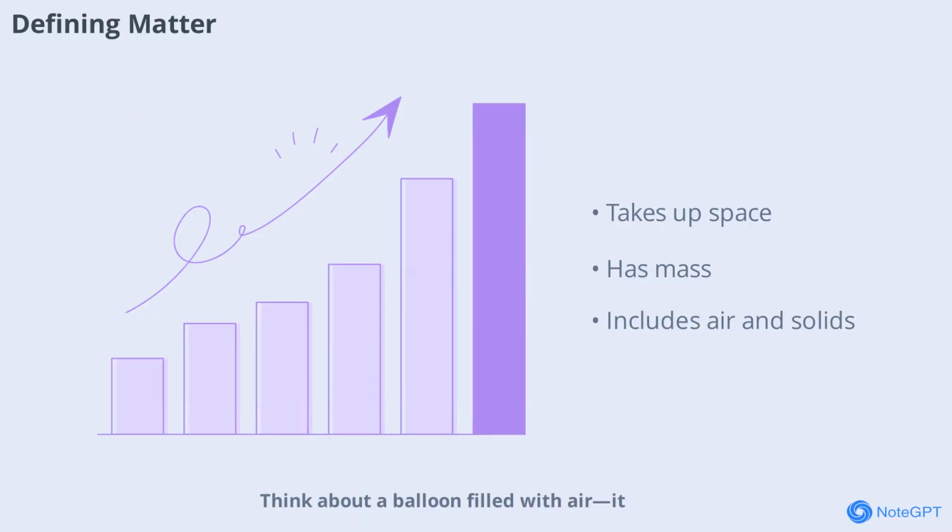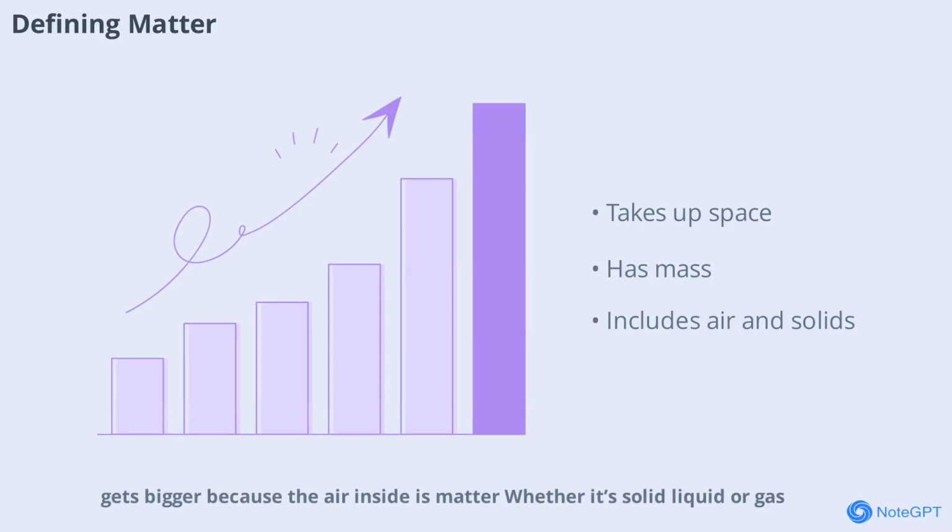Think about a balloon filled with air. It gets bigger because the air inside is matter. Whether it's solid, liquid, or gas, if it has mass and occupies space, it's matter. This simple definition helps us identify matter in all its forms, making it easier to study and understand.